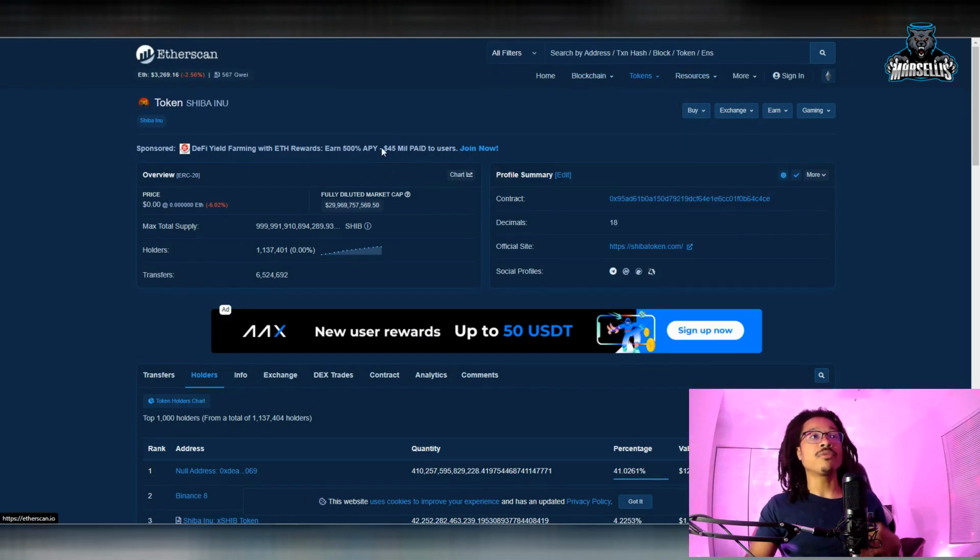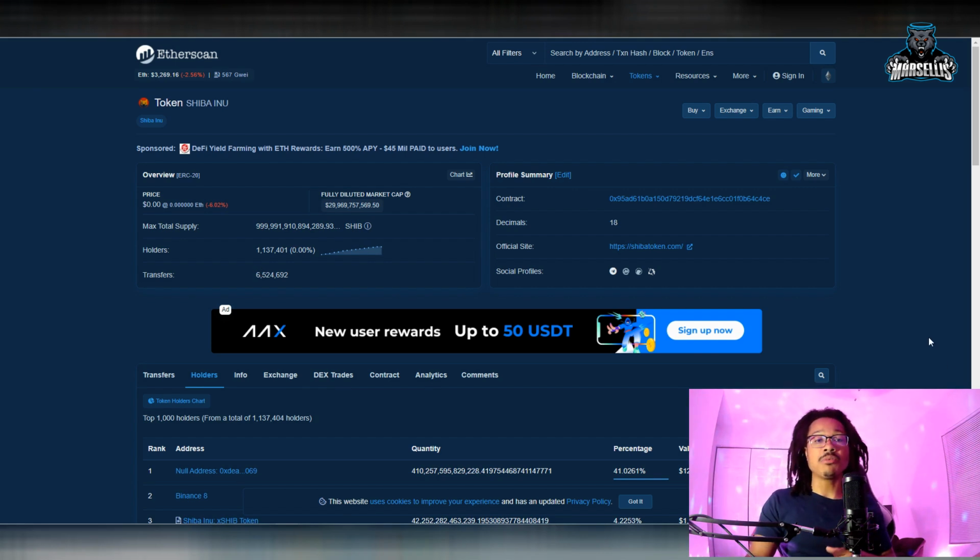But yeah, anyways, over here you see 1.137 million for the holders right now. So that's a pretty good amount of holders, but Shiba Inu needs to go harder and get more holders. As you know, Baby Doge is already at 1.2 million holders. So we need to see Shiba Inu hit 1.2 million as well to keep up with all the other tokens that are rising as well.